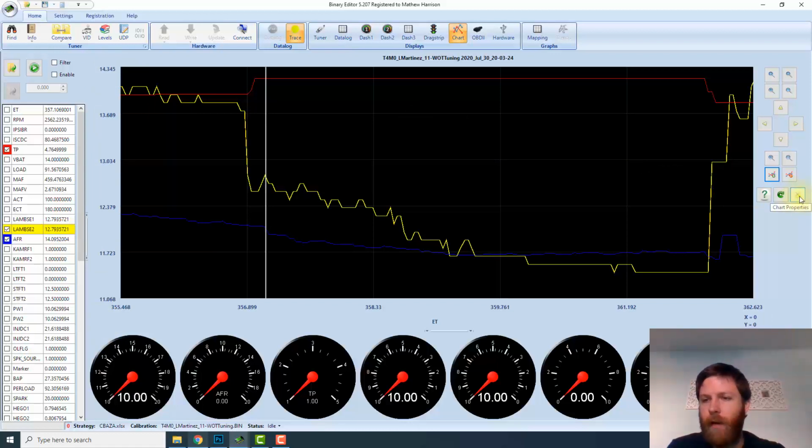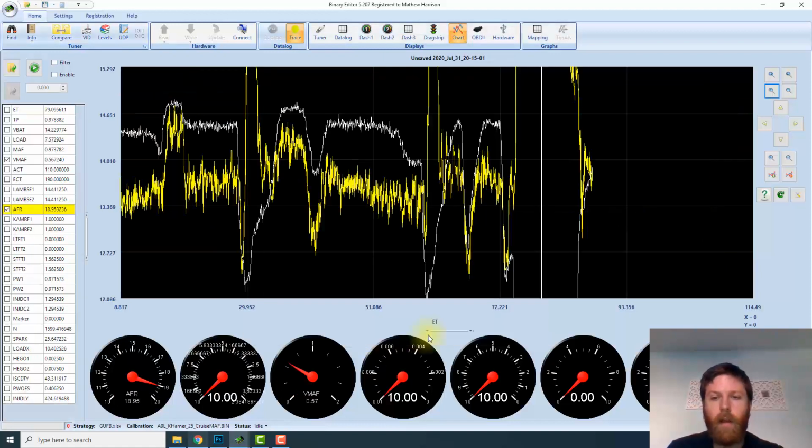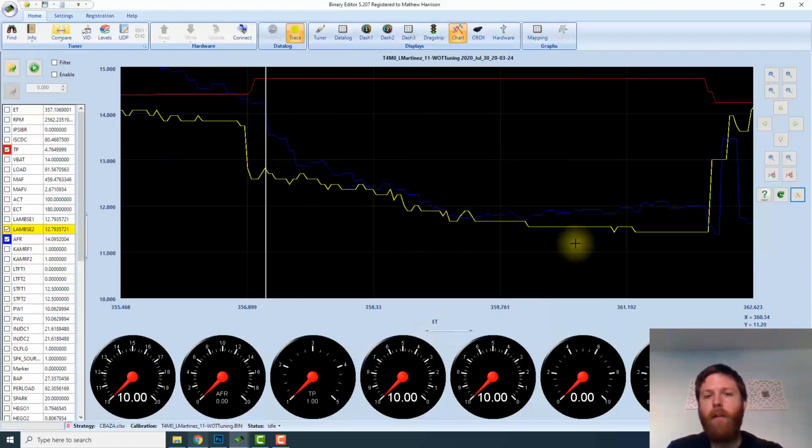This little button right here, this chart properties, when you go in here, you can just manually set the scale for each one of the different things you're logging. So if I want Lambsy 2 and AFR to be the same, and I know what my range is here, I might do something like maybe around 10 to 15, and I'll put that one at 10 to 15 and then hit apply changes. And when you do that, now this is actually meaningful.